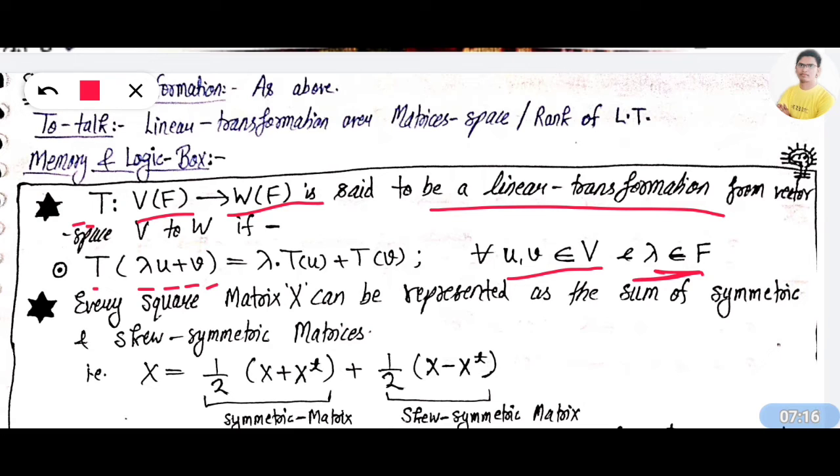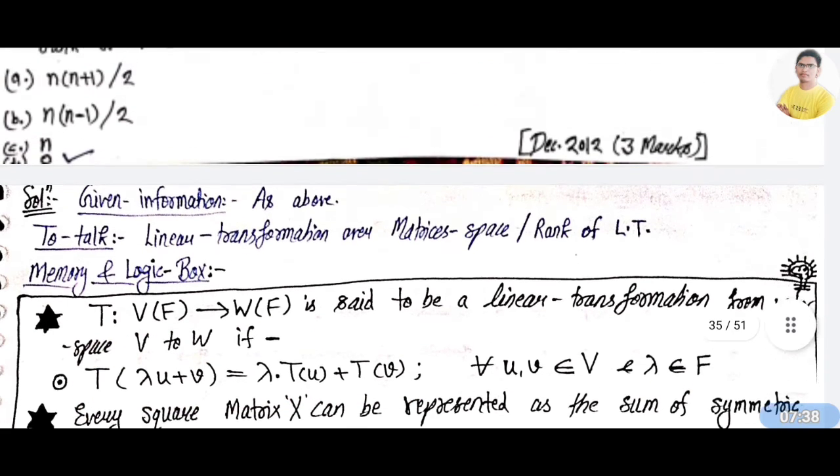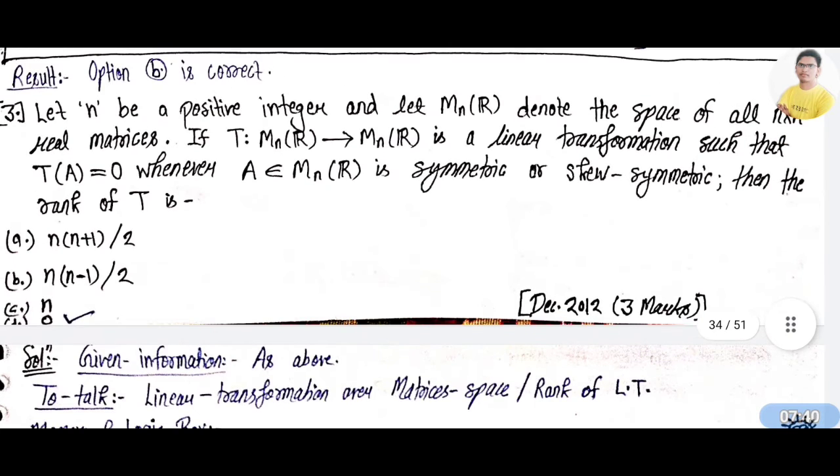So this T will be a linear transformation if it holds the following property: T of lambda u plus v, you are free to split it into lambda times T of u plus T of v. If your T holds this property, then it's a linear transformation. It means a linear transformation allows you to split the input. So let's come back to our problem.